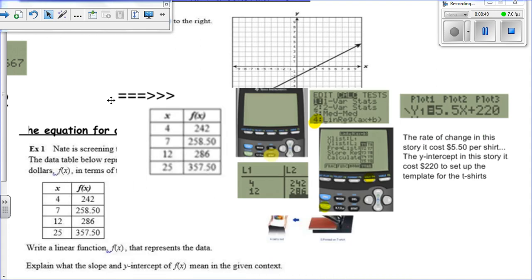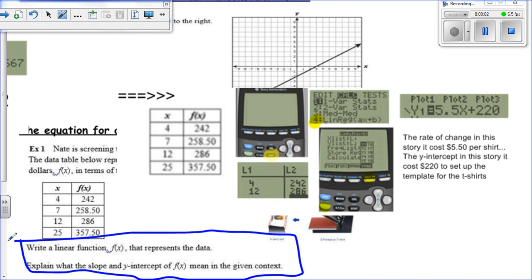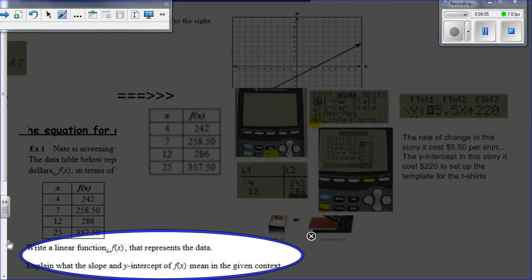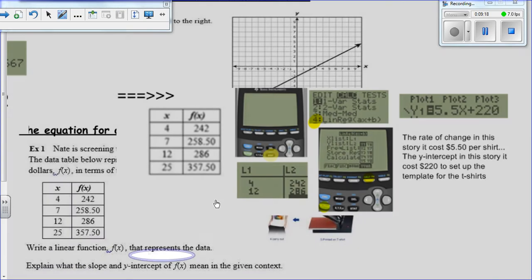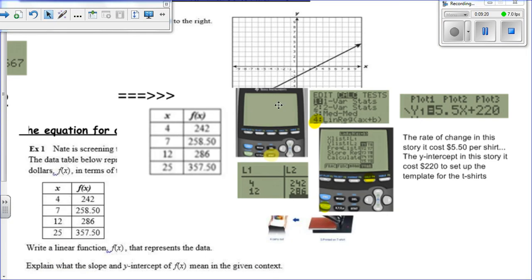Next question, all right? I'm down here: write a linear function. I still can use this, I like this pen, and this slows me down. All right, there we go. Write a linear function that represents the data and explain what the slope, remember I'm not going to say slope, I'm going to say rate of change, and the y-intercept mean in a given context. So that's what we're tasked to do. And I love this pointer.